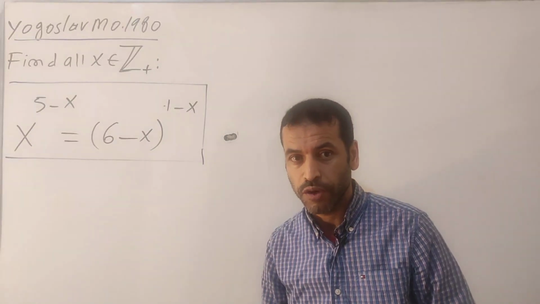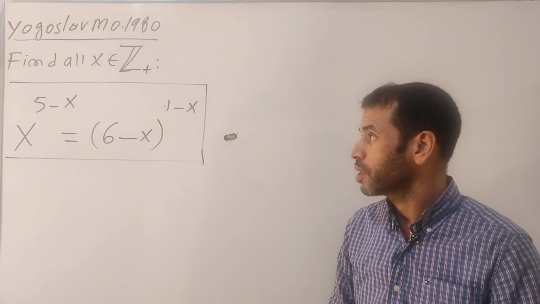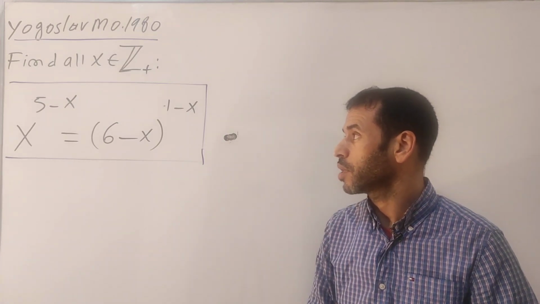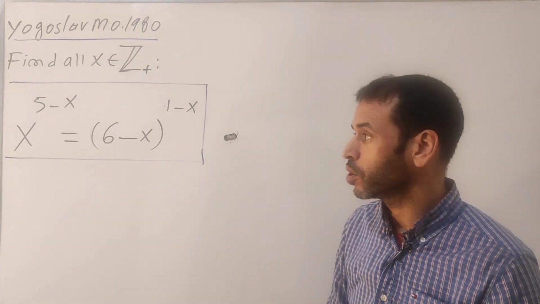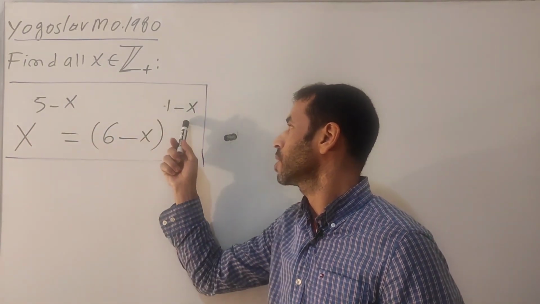In today's video I have brought you a very nice problem from the Yugoslav Mathematical Olympiad, edition 1980. Here is the setup. Find all x, a positive integer, satisfying the following equation: x to the power 5 minus x equals (6 minus x) to the power 1 minus x.